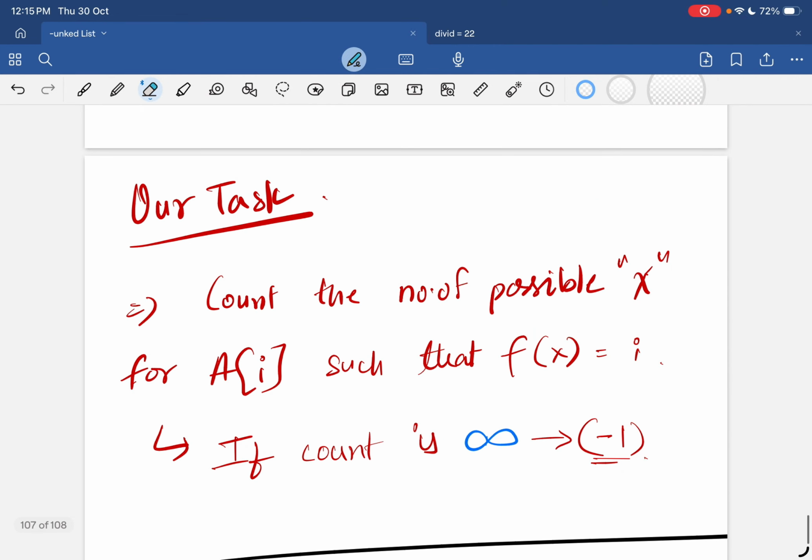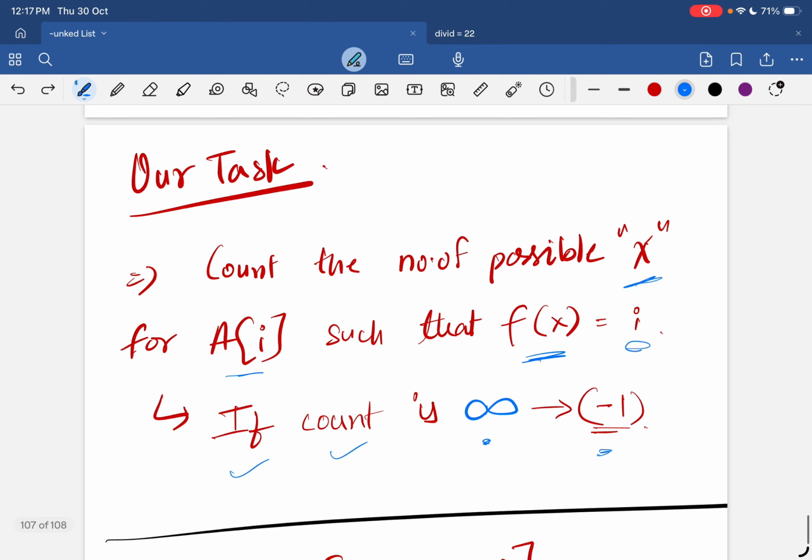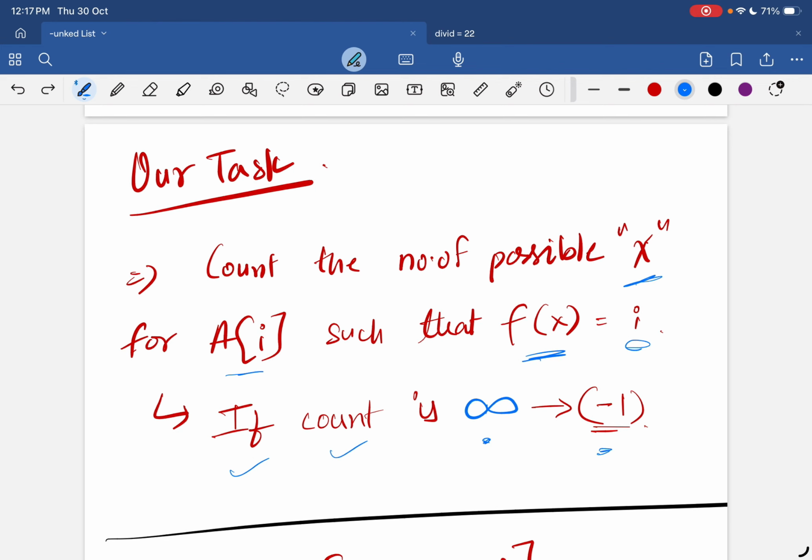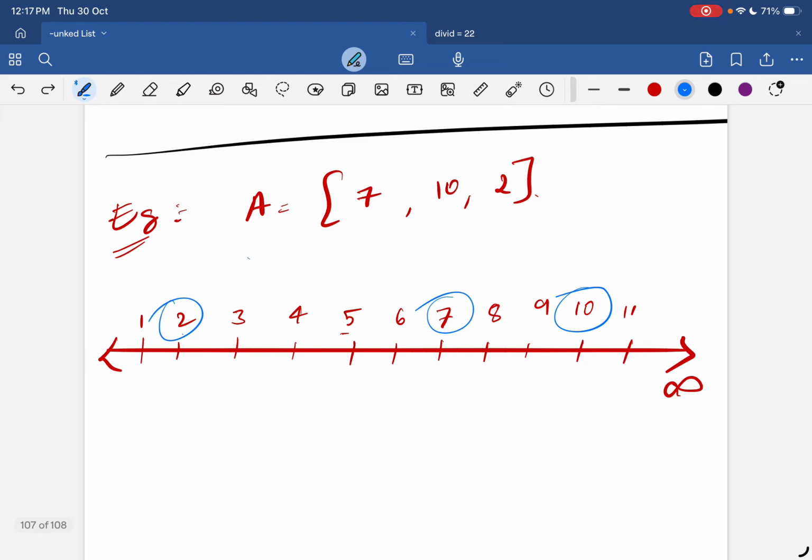So the main task of this problem is to count the number of possible values of x such that for A of i, the f(x) value will return i, and if the count is infinite, we consider the count as -1. To solve these types of problems, it's always best practice to plot the given inputs on the number line to get a better idea and visualize better. I've done the same here. The array consists of 3 elements, 7, 10 and 2, and I have plotted them on the number line. Let's try to find the answer starting one by one.